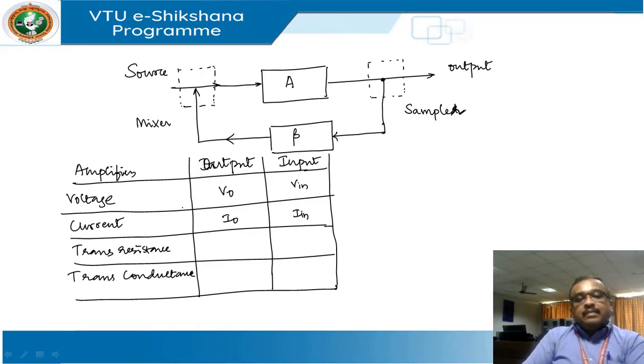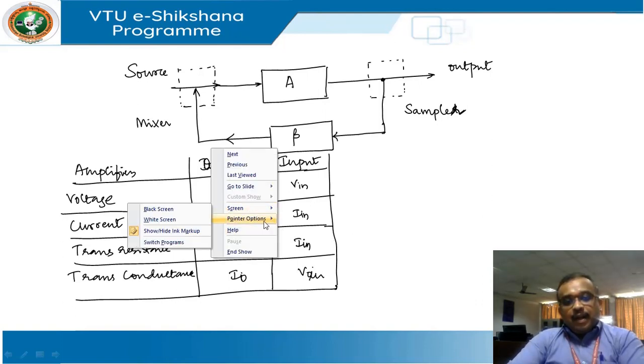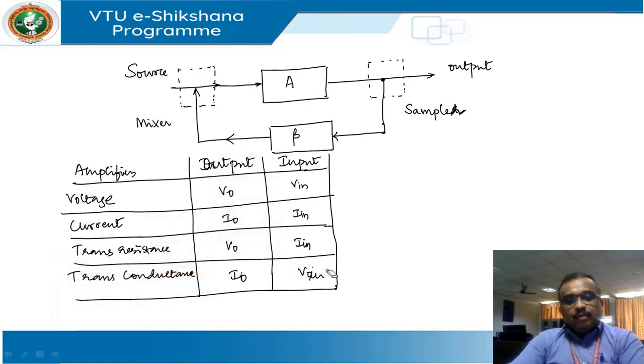Transresistance is very simple to remember. When I say resistance, you say V by I. V is relevant to the output and I is relevant to the input in this case, because it's an amplifier and we are defining the gain. So it will be V0 and In. Transconductance is the reverse of resistance, so it is I0 divided by Vn. Let me erase this and write the correct one: I0 divided by Vn.